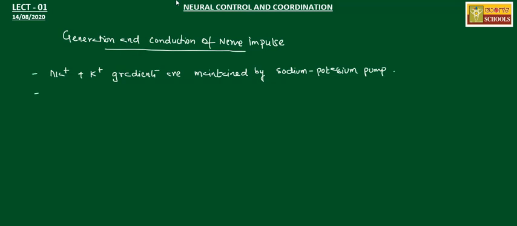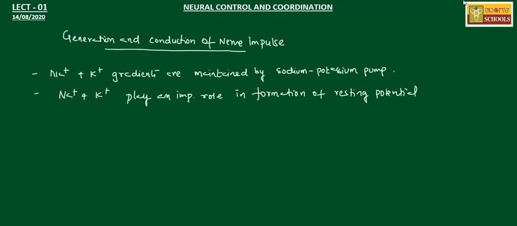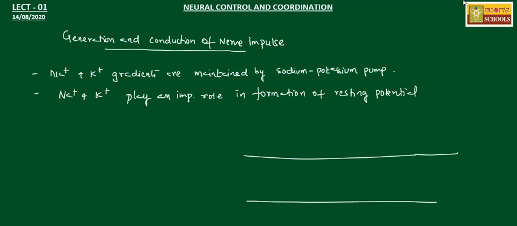So that tells us how sodium potassium gradients are maintained on either side of the axolemma. The sodium and the potassium play an important role in the formation of resting potential. So now we have understood that the axolemma of the axon has different channels.